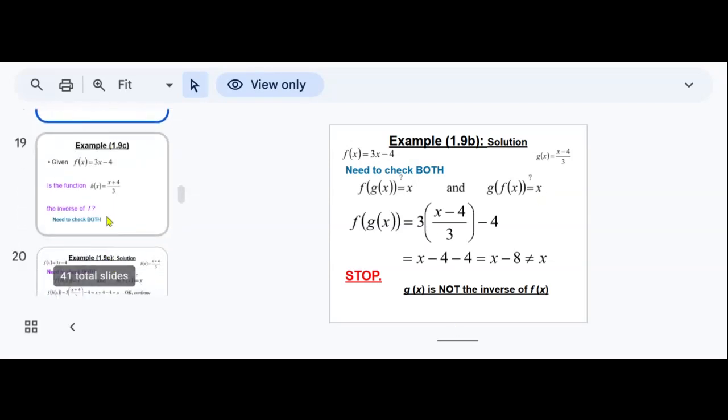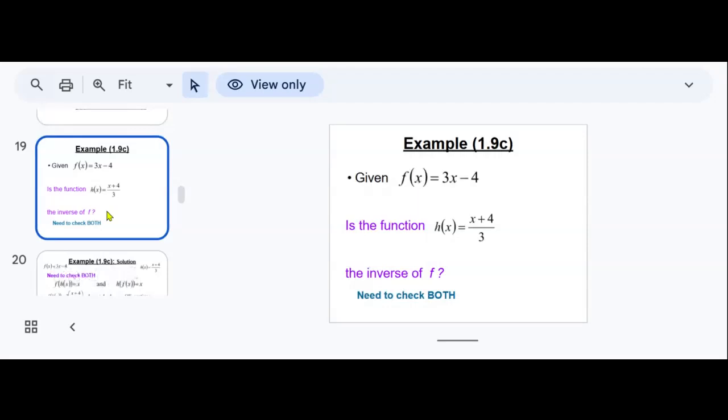Let's take another one. Ready? Can you do this one on the paper? You have paper or you don't have paper? Yes, I have my iPad, no problem. Here it said f of x equals what? 3x minus 4. It's the function h, it's not g. It's h equals x plus 4 over 3. Is h the inverse of f? That's the question. Now you can use your method or you can use the book method.